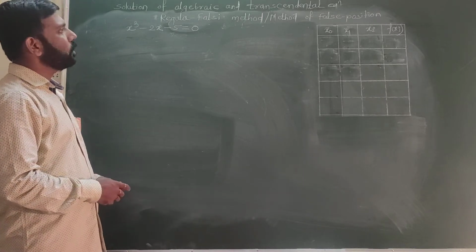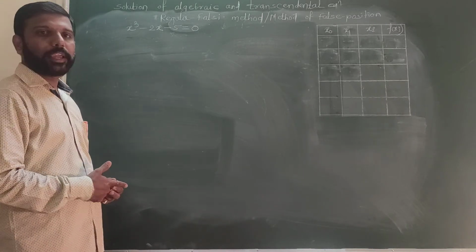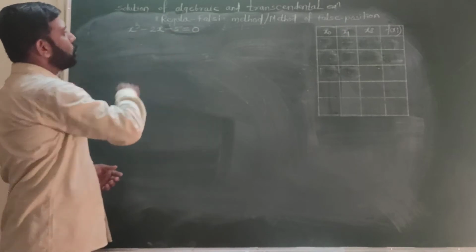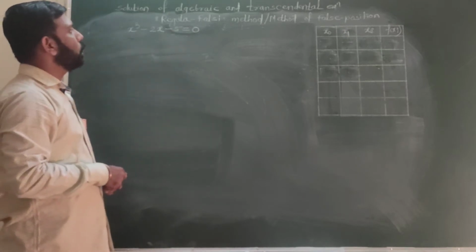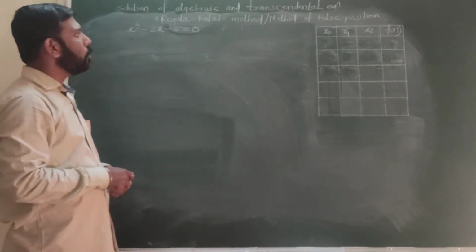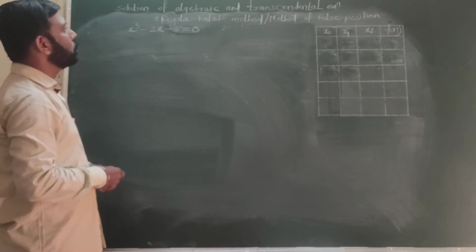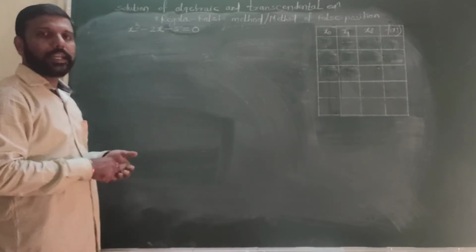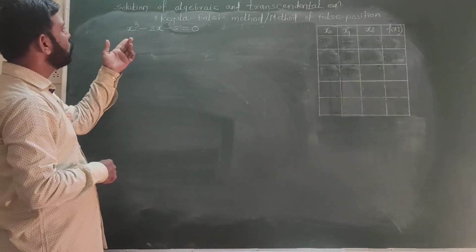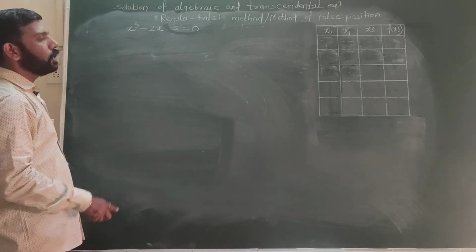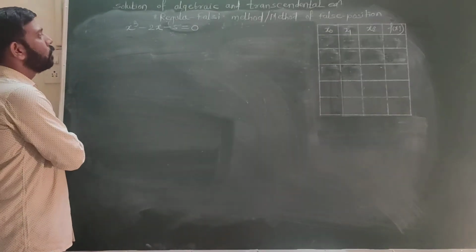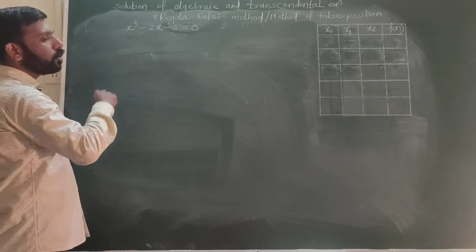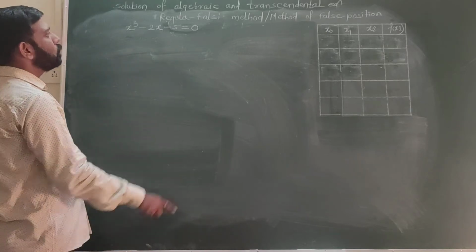Students, we start with the first algebraic equation. This equation we can solve by using the regula falsi method, or method of false position. So the first equation we have taken here is an algebraic equation, and we will discuss it using the RF method. How do we find the root of this equation using the RF method?